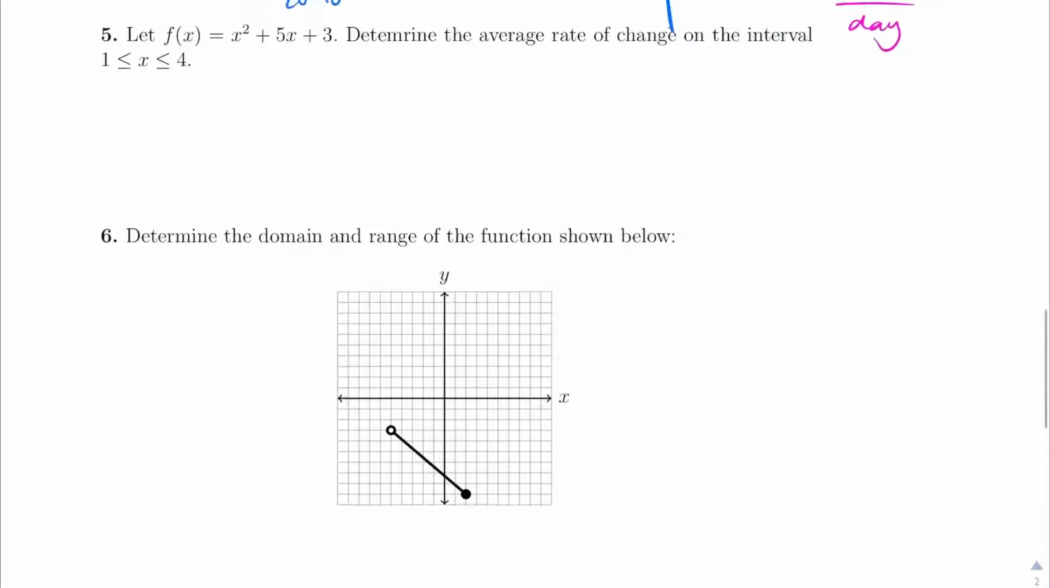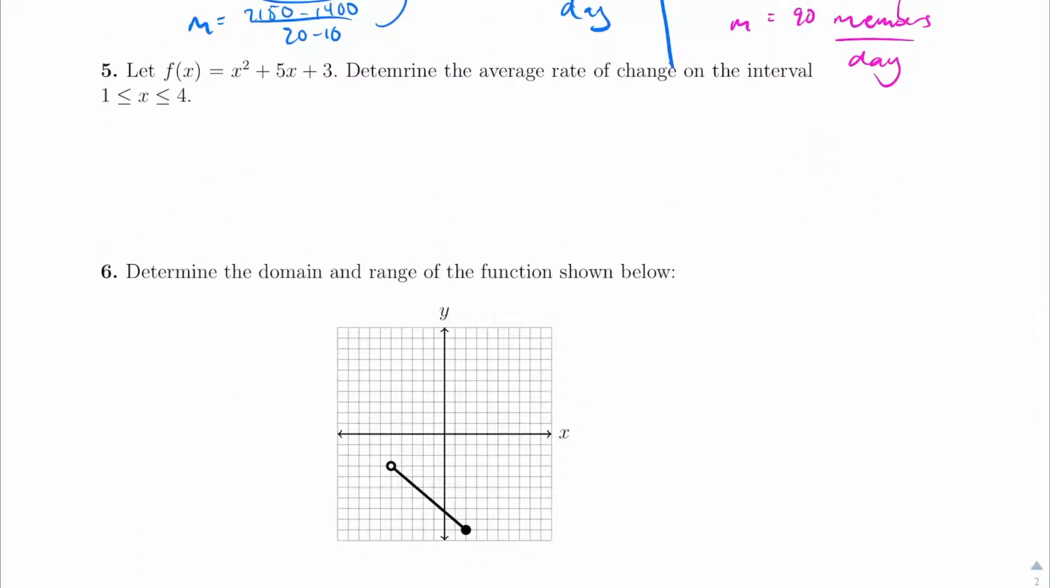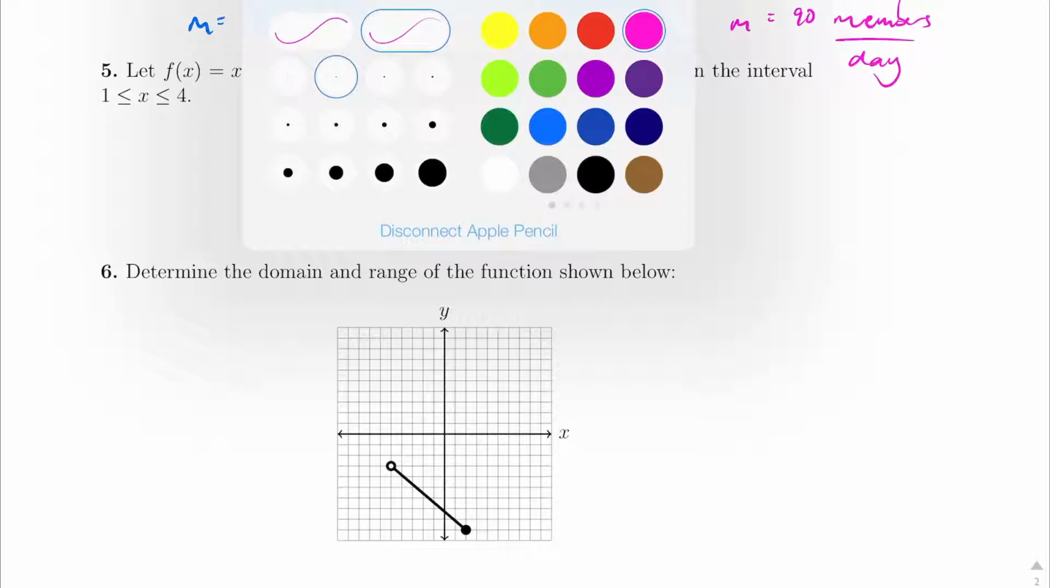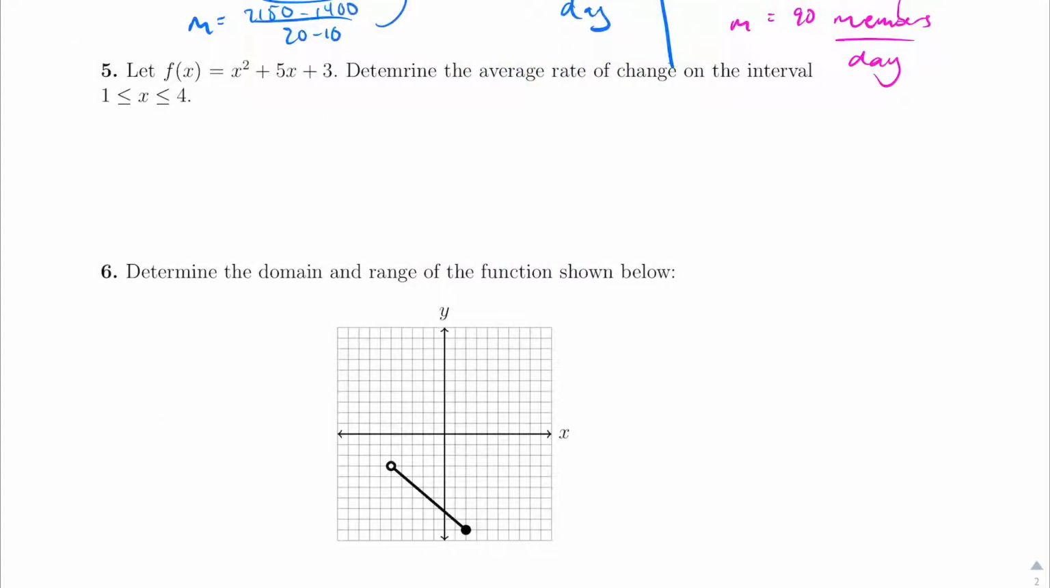All right, let f of x be that. Determine the average rate of change on that interval. This is the one case we haven't looked at. Sure, it's easy to do on the calculator, but I don't have a calculator. So what we need to find is we need to make our table with x and y. The interval here gives us the x values, 1 and 4. To get the y values, we have to plug these in for x.